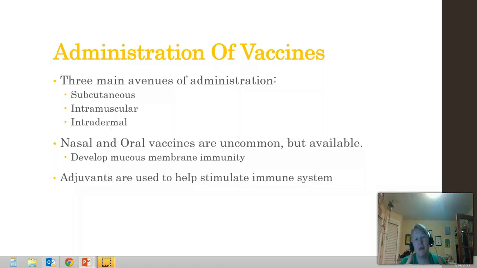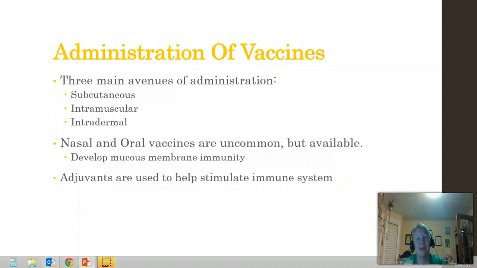There's also some newer types of vaccines, such as nasal and oral vaccines. They're uncommon, but they are available. Some people get the mist flu vaccine sometimes. What's awesome about the nasal and the oral vaccines that the other ones don't provide is they stimulate your IgA, which gives you mucosal protection, which gives you basically a new front line of defense against that pathogen that the vaccine is for. So if you can develop mucosal immunity, this is a gold mine for protection. These vaccines almost always include adjuvants.